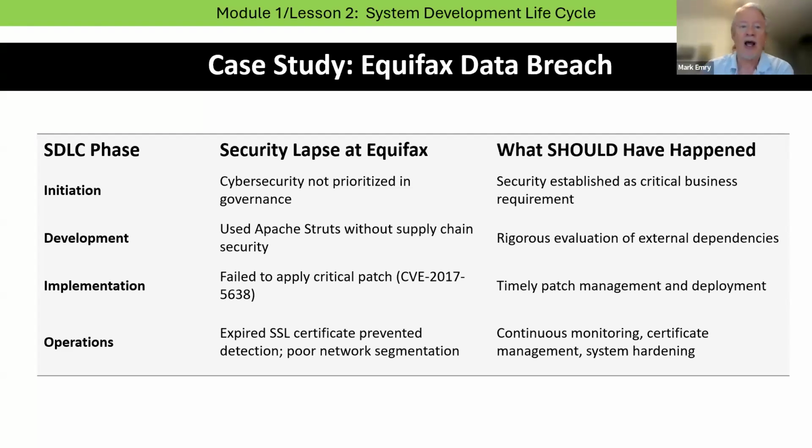In the operations phase, again, the lack of network segmentation, the expired SSL certificate, delayed public disclosure, and poorly coordinated breach response damaged trust and accountability. The incident response and communication plans are part of the lifecycle management and affect how organizations recover from failures. Okay, there was no disposal phase, as this system has not been disposed of.